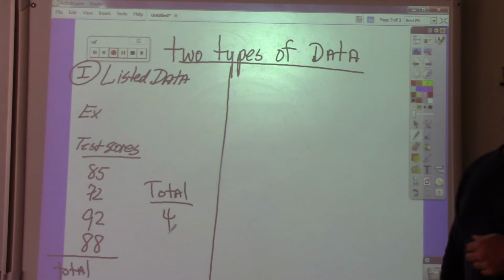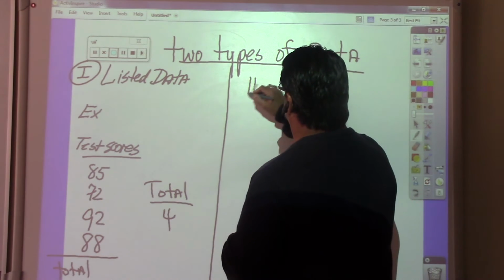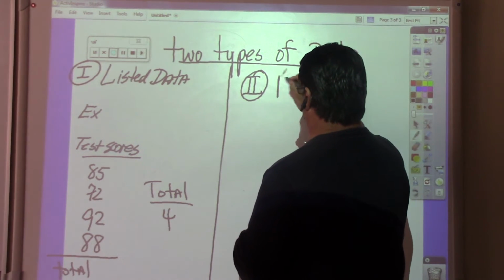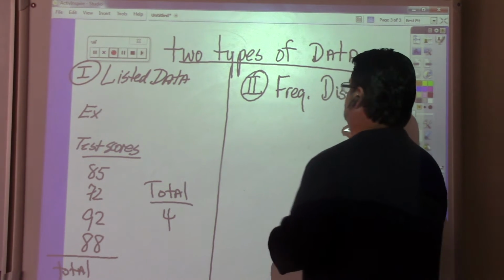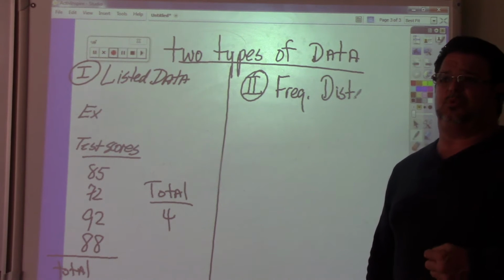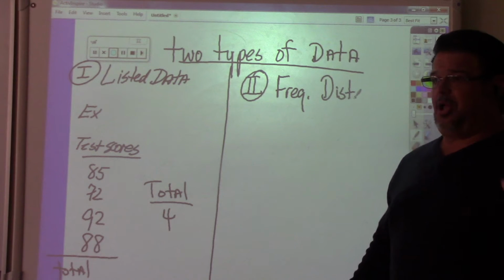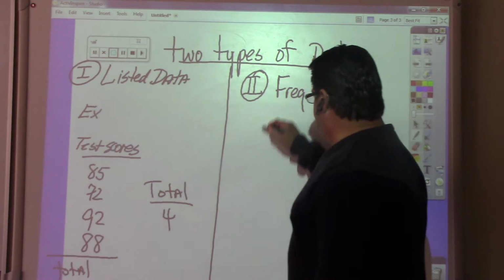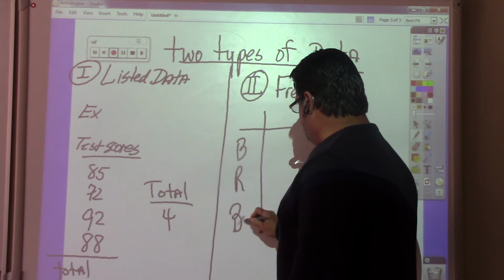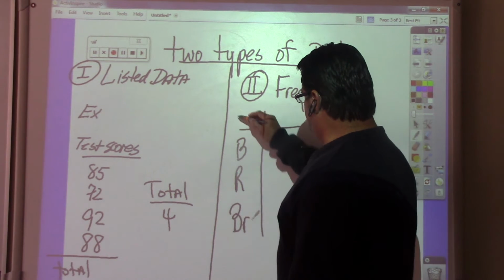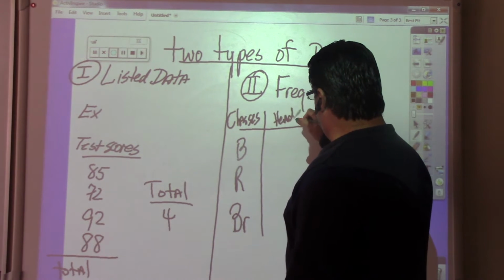Now, what other type of data is there? Well, it's a 25-cent word: frequency distribution. Frequency distribution is a 25-cent word for a head count. That's all it is. All right, blondes, redheads, and brunettes in this classroom. That's our classes, and over here is our head count.